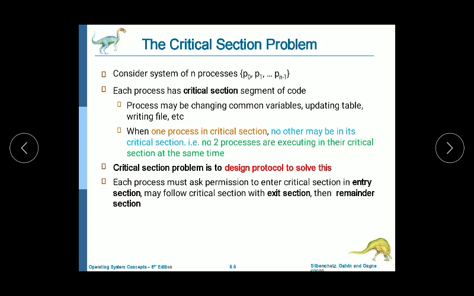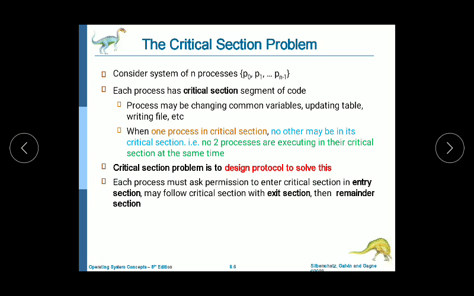The critical section problem is to design a protocol that the processes can use to cooperate. Each process must request permission to enter its critical section. The section of the code implementing this request is entry section. So entry section is the section where request is made. The critical section may be followed by an exit section, which means after executing the code in the critical section, then it has to exit. That is exit section. Remaining code is called remainder section.